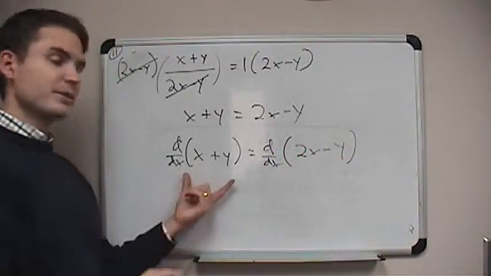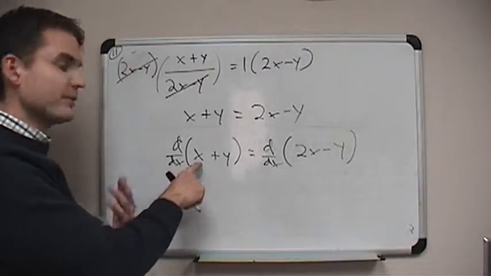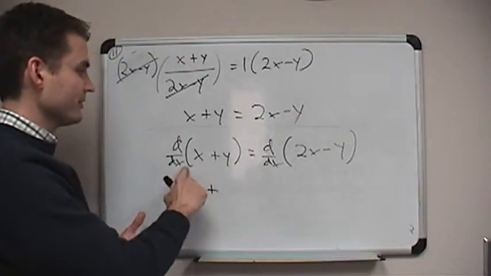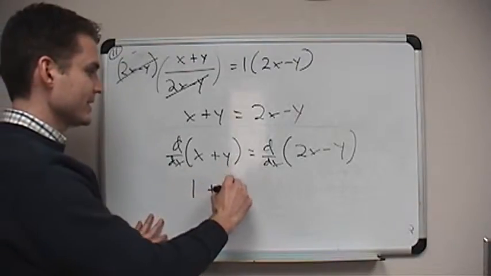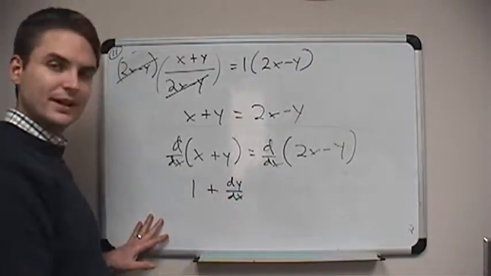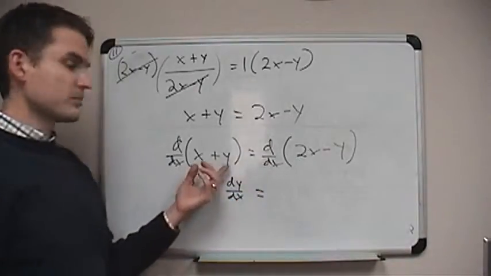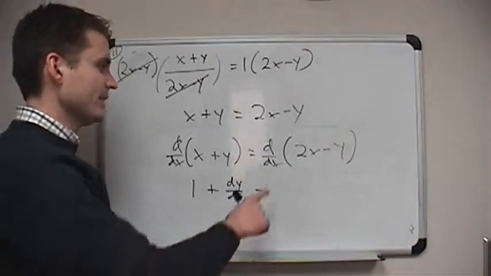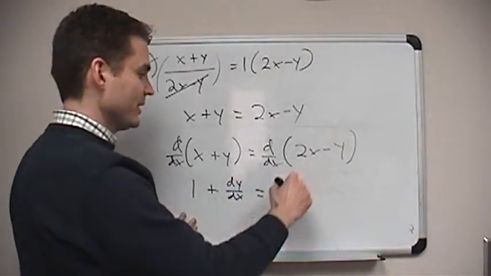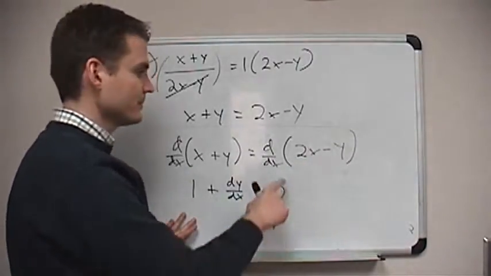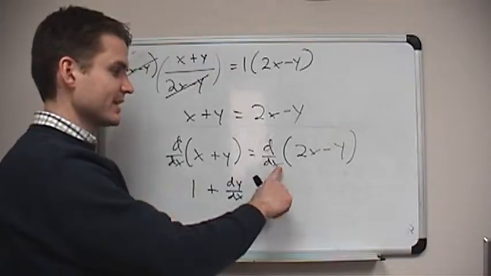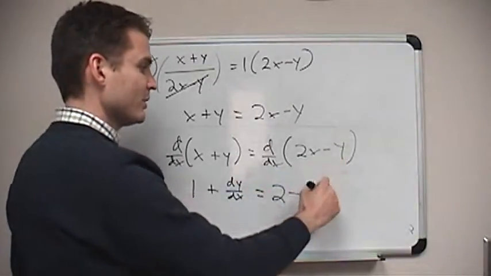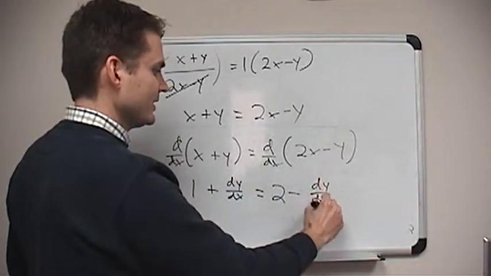So I have the derivative of the left side. Well, the derivative of x with respect to x is just 1. The derivative of y with respect to x is dy/dx. Right? Y is a function. What do we call its derivative? We call it dy/dx. Over here we've got the derivative of 2x, which is just 2, since we're taking the derivative with respect to x, minus the derivative with respect to x of y, which is another dy/dx.